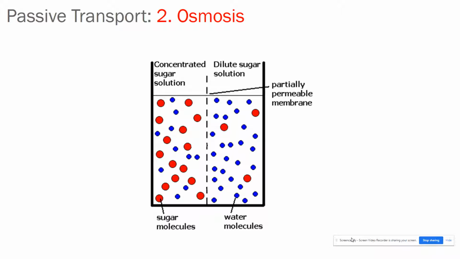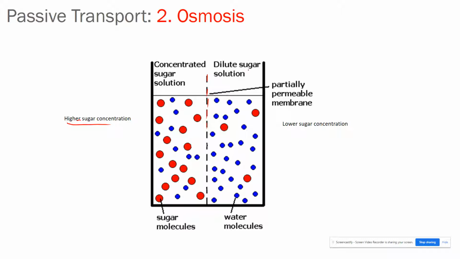All right, so here we have, let's say, a beaker, and down the middle is this semi-permeable membrane. Only water can go through. These little guys, the blue dots, are the water molecules. The red dots, let's say, are sugar, and they cannot go through the membrane. We're going to compare the two different sides. On the left side, we have a high sugar concentration. Since we're comparing it to the other side, that means the other side has a lower sugar concentration, and we can see that with the fewer dots here.